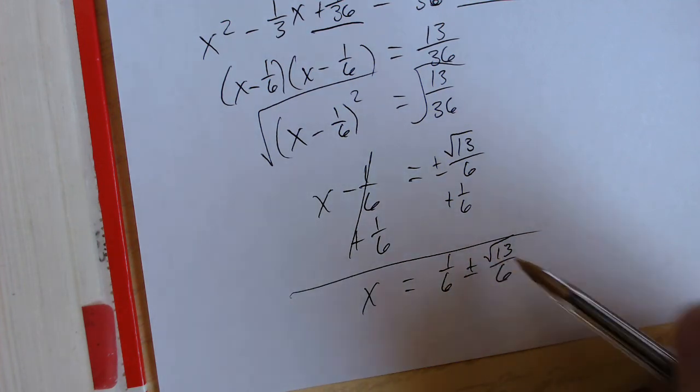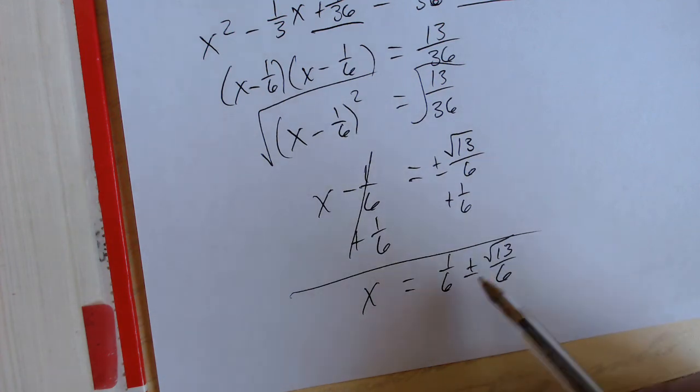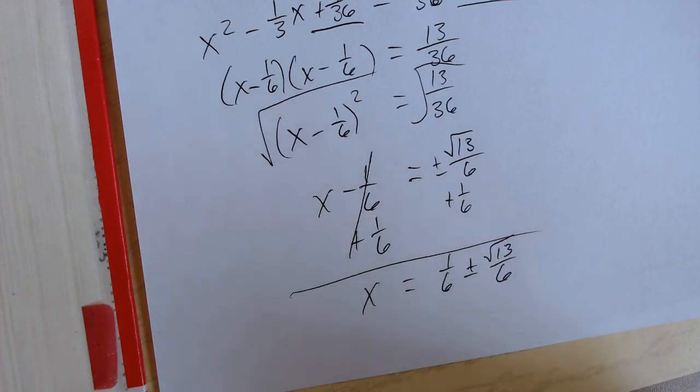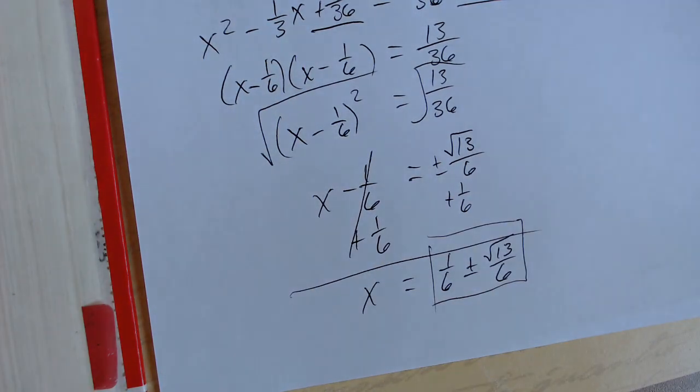And the reason why is because of this radical. That square root of that prime number makes that an irrational number. And so what they're doing is they're grouping rational numbers and irrational numbers into separate parts of the answer, so you can clearly see what's going on. And that's all we have for today's lesson.